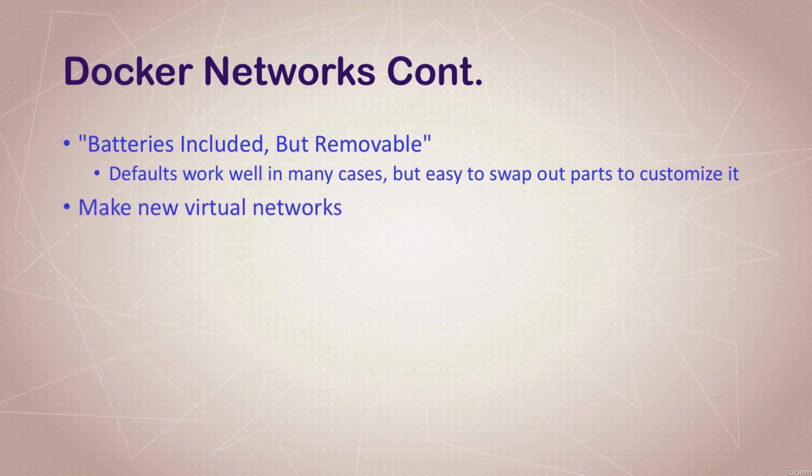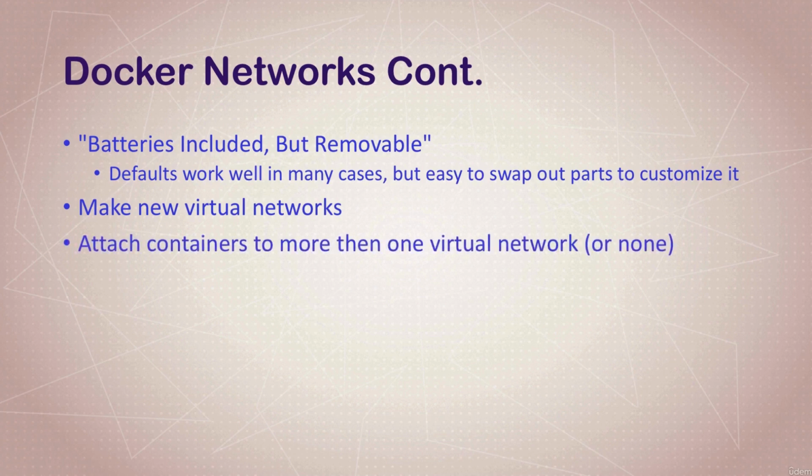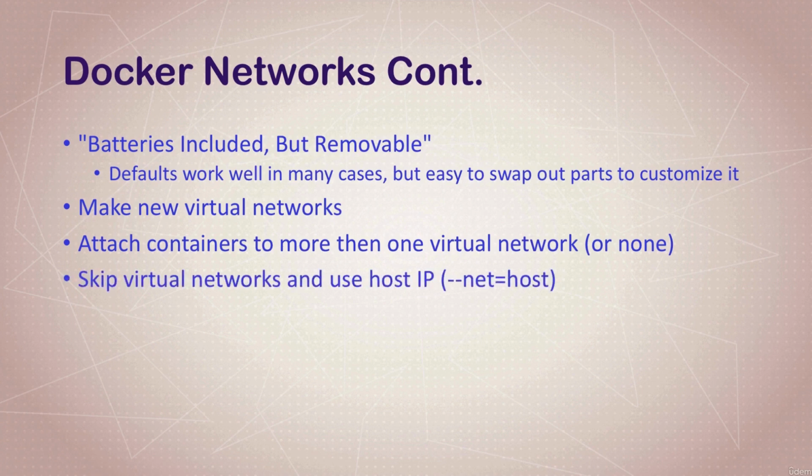Some of the things that you can actually change would be creating multiple virtual networks, maybe one per app, or different ones based on different security requirements. And just like in the physical world, where you can have two physical NICs on a real computer, you can actually have two virtual networks connected to one container, or you can have the container talk to no networks. And you can skip any of the virtual network configuration that comes out of the box and use --net equals host. You'll lose some of the containerization benefits, but in some cases, it might be required.